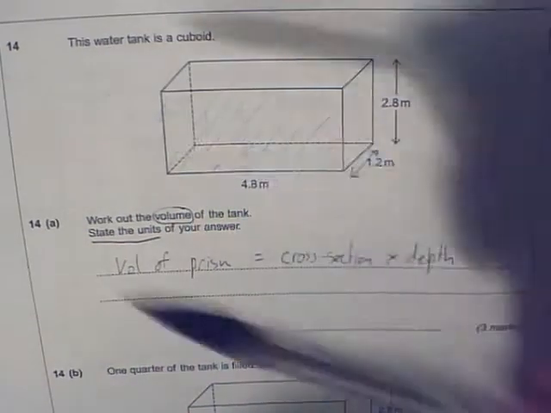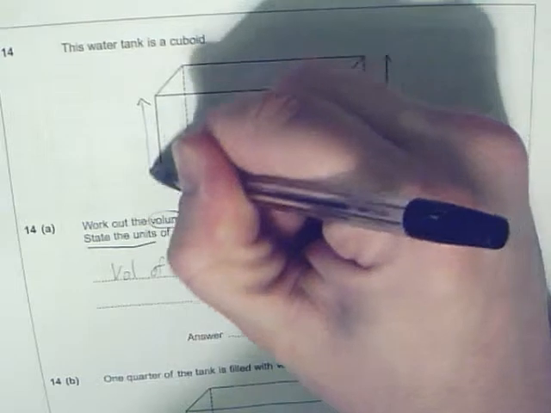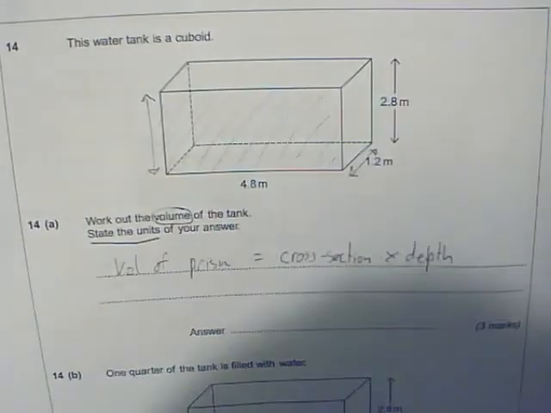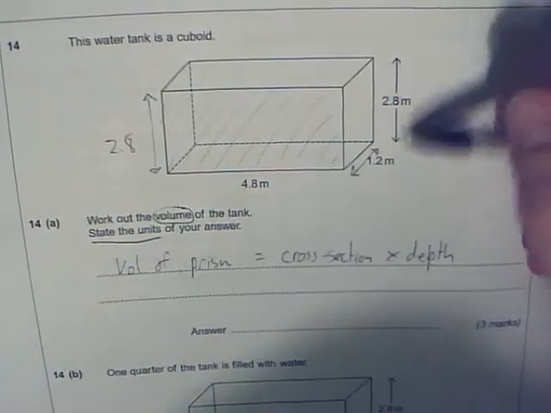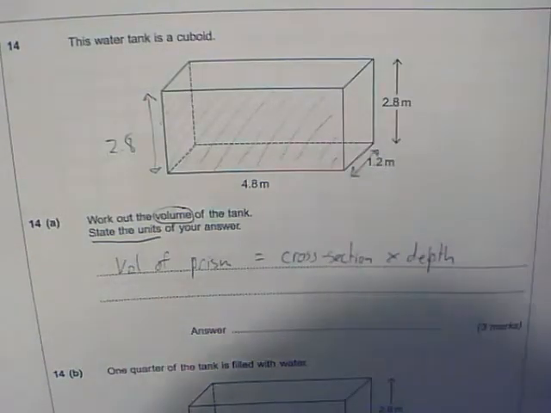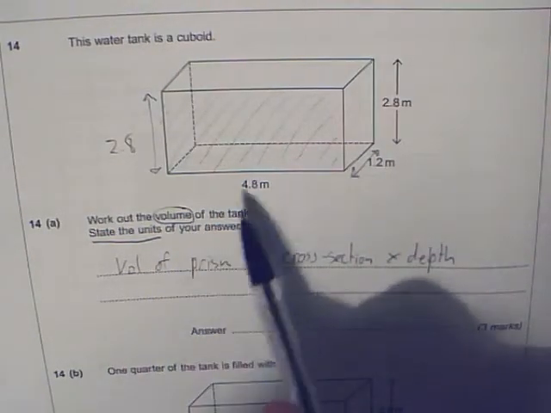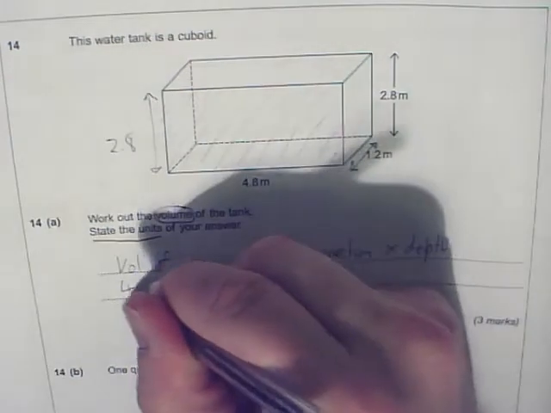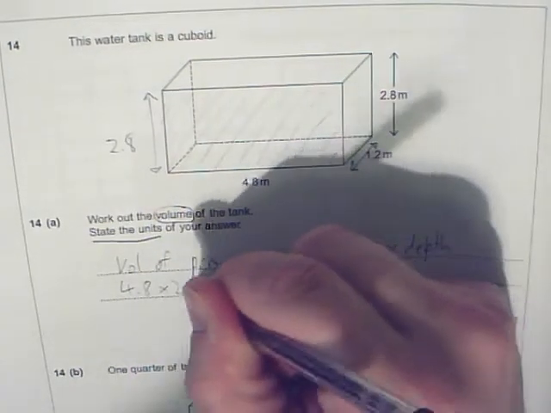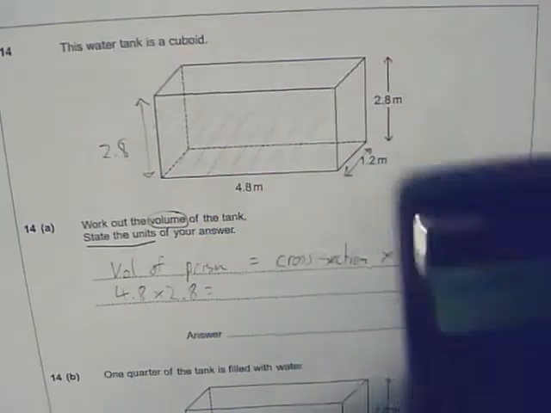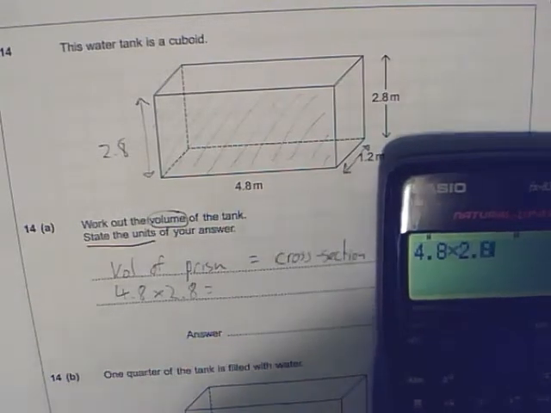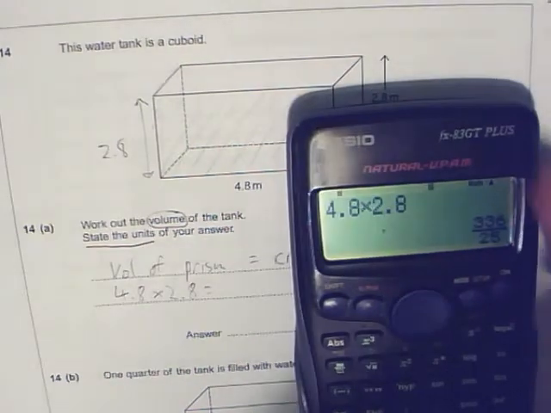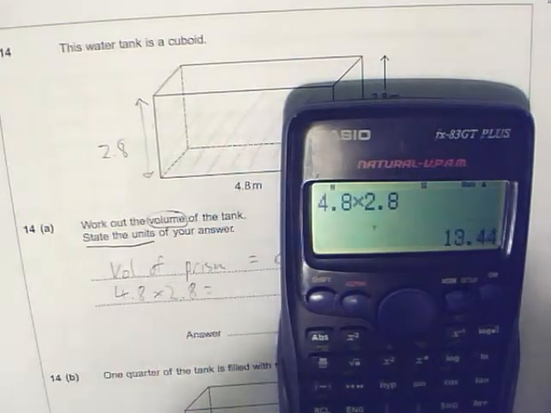So let's work out this cross section here. That height of this cuboid is 2.8. It's been given to me there. It's just shown me the back, but the back is the same height as the front. So I've got 4.8 times 2.8. 4.8 multiplied by 2.8 gives me, and again it's come out as a fraction, I can just press this button to make it into a decimal. 13.44.